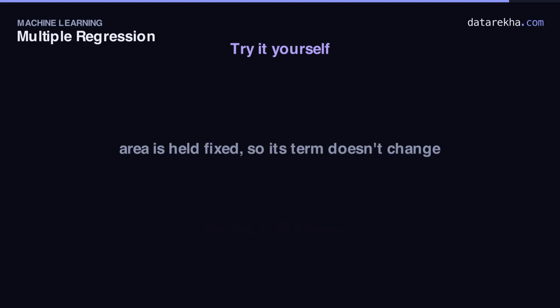Here's the reasoning. Because the area stays fixed, its whole term is frozen and contributes nothing to the change. Only the room's term moves. Its coefficient is 2 times one extra room. So the prediction rises by exactly 2. Not 2.1, not 2 and a bit. Just the room's coefficient, because everything else is held equal. If you said 2, you've truly understood it.